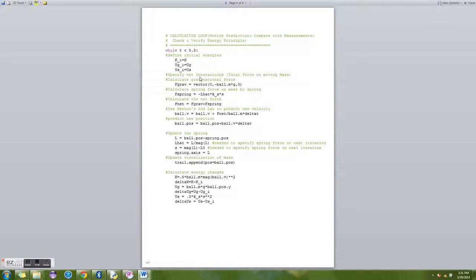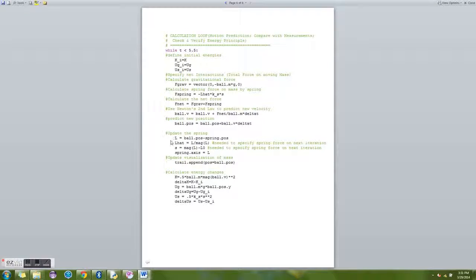So here's our calculation loop. For our total time period, we calculate our new kinetic, potential, and spring energies, calculate the force of gravity, which in this case is constant, of course, at negative mg. Spring force is in the L direction, of course, Ks times S. Calculate our net force, update our velocity using Newton's second law, and update our position.